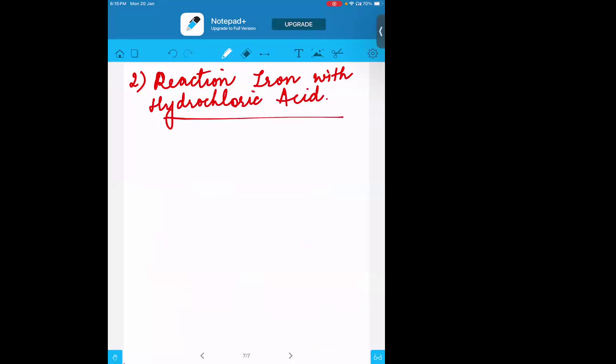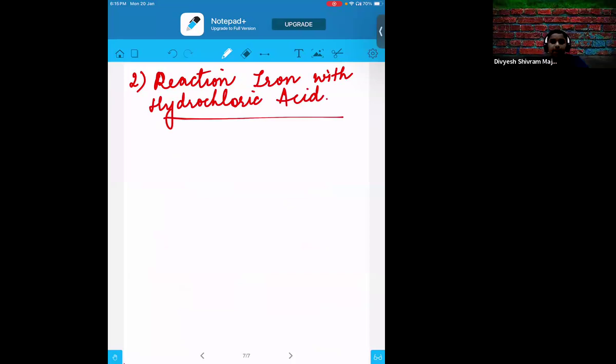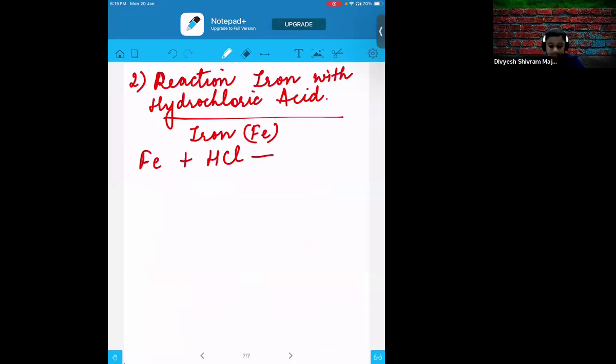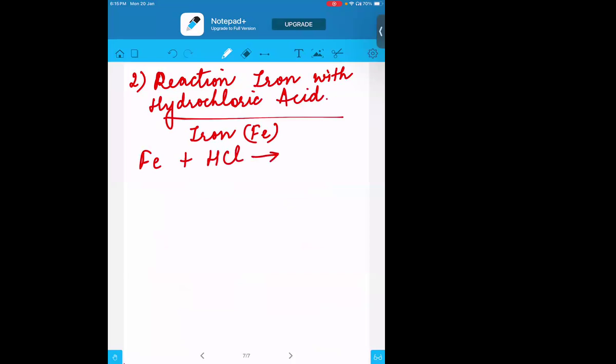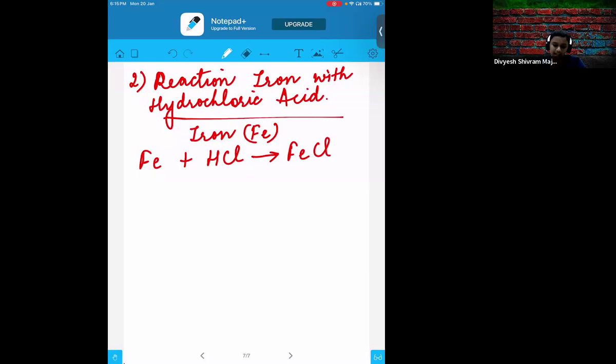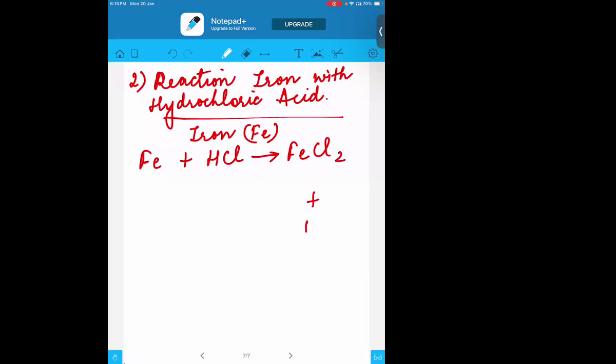Now, you tell me what is the metal here? Ma'am, iron. What is the symbol of iron? Ma'am, capital F and small e. Correct. So, can I write this equation as Fe plus hydrochloric acid like this? Yes, ma'am. And then what should it form? It should form a salt, correct? Ma'am, FeCl2 plus H2. Correct. Very good. It forms a salt called FeCl2.